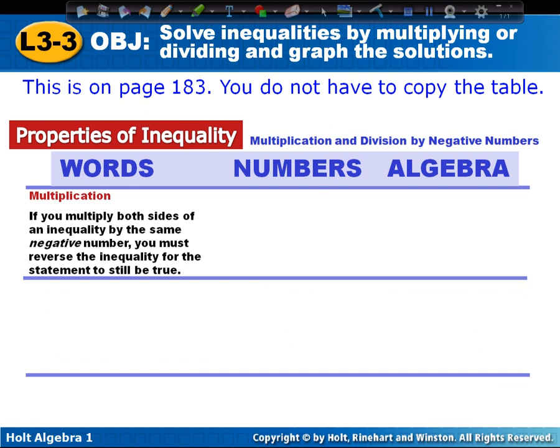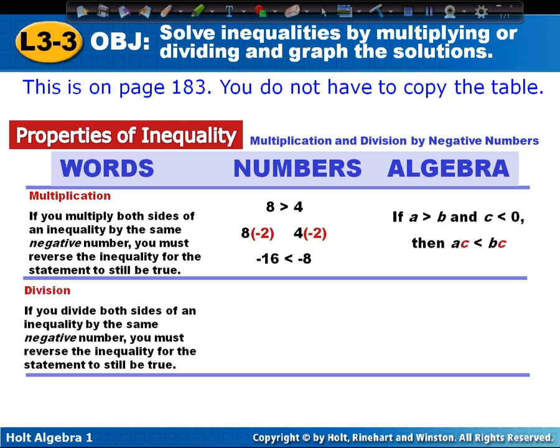So this one says if you multiply both sides of an inequality by the same negative number, you must reverse the inequality for the statement to still be true. So you have to be careful with multiplying and dividing by negative numbers, and that's what makes solving inequalities different than solving equations. So here, if I have 8 is greater than 4, if I multiply both sides by negative 2, I get negative 16 and negative 8, and I have to flip this inequality sign around for it to still be true. So anytime you multiply by a negative number, you must flip the inequality symbol.